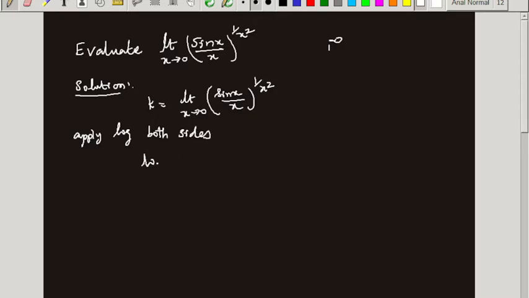So here log k equal to limit x tends to 0. This is the form of log m power n. We can write it as n log m. So here we get 1 dividing by x square into log of sin x dividing by x.